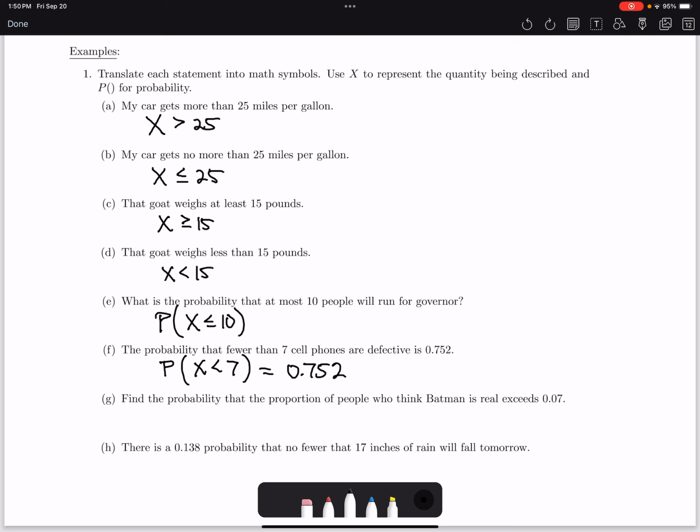Part G. Find the probability that the proportion of people who think Batman is real exceeds 0.07. Let's say that X represents the proportion of people who think Batman is real. We want to find the probability that X exceeds 0.07, that X is greater than 0.07.